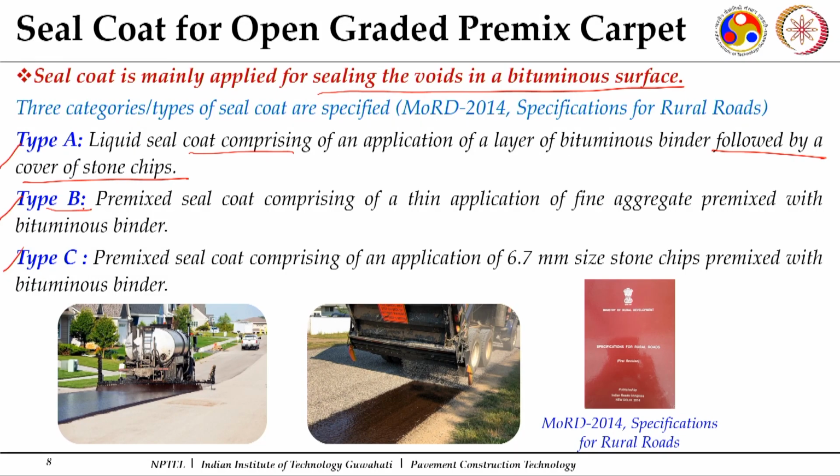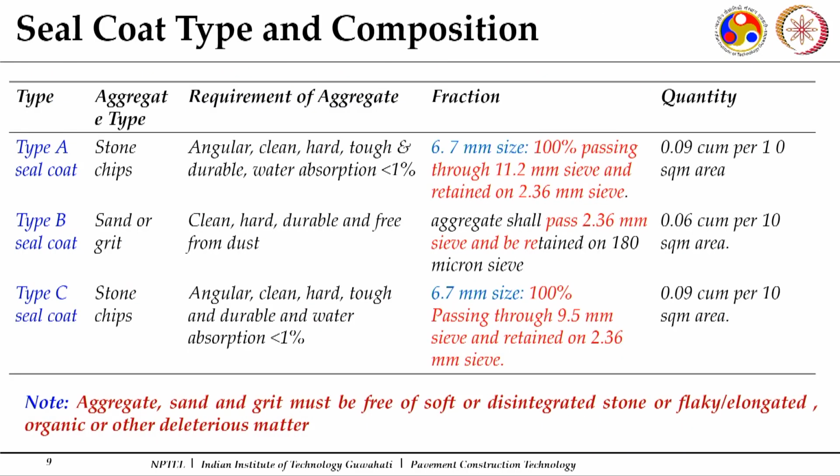Type B varies in the sizes of the aggregates which we are using. The premix seal coat comprises a thin application of fine aggregate premixed with bituminous binder. So here we premix it, and then apply this seal coat over the open graded premix surfacing. Type C is also a premix seal coat, comprising an application of 6.7 mm size stone chips premixed with the bituminous binder. Here the sizes are a bit bigger compared to the type B seal coat.